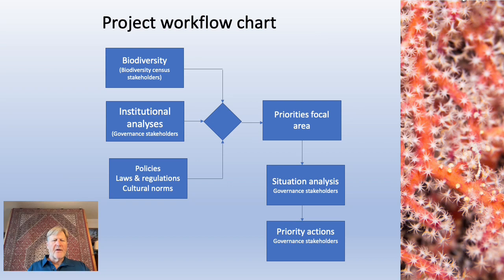The project has three main components, which is the biodiversity aspect that I'll be discussing today. There's another part of the work that's an institutional analysis, which looks at the institutions in the regions, the threats and their preparation for these kinds of disturbances, climate and otherwise. And then there's a review of the policies, laws, and regulations and cultural norms in each of these countries.